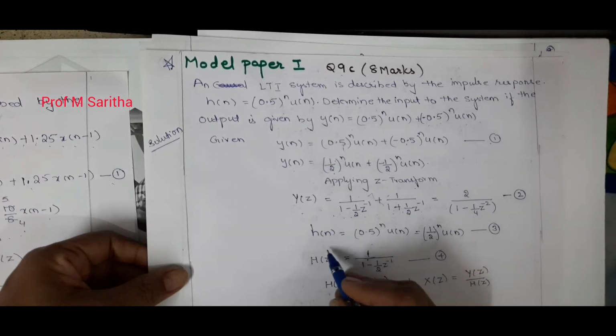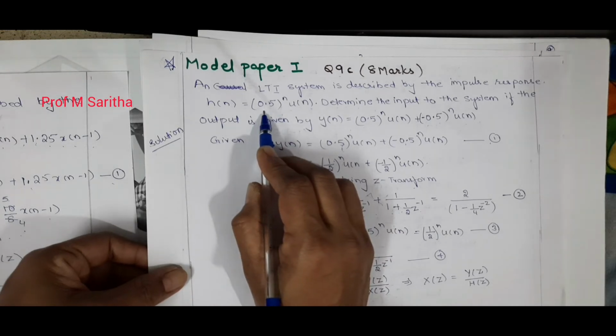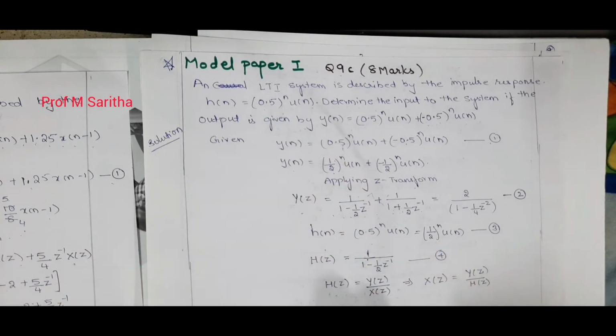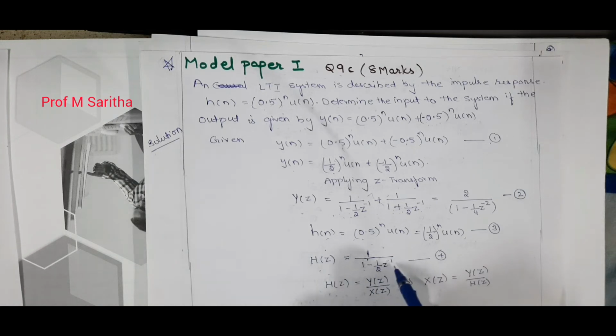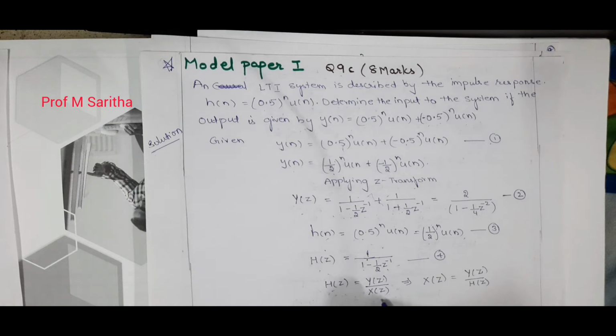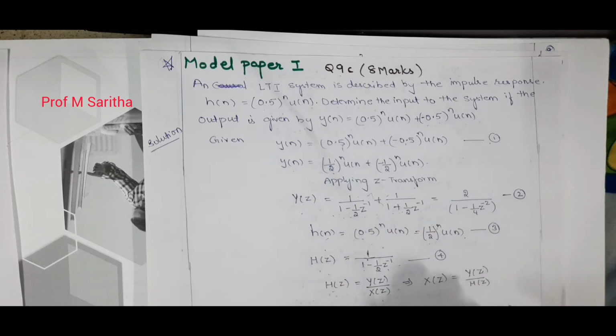So here also h of n is given as 0.5 whole raised to n u of n. Now I am writing 0.5 as 1 by 2 whole raised to n u of n. Applying z transform, h of z is equal to 1 divided by 1 minus 1 by 2 z raised to minus 1. So here we know that h of z is equal to y of z divided by x of z. But here we want the input signal, where impulse response and output are given. Therefore x of z is y of z by h of z.